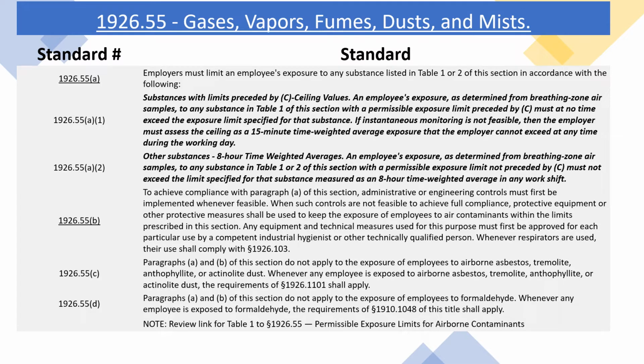1926.55(b) To achieve compliance with paragraph (a) of this section, administrative or engineering controls must first be implemented whenever feasible. When such controls are not feasible to achieve full compliance, protective equipment or other protective measures shall be used to keep the exposure of employees to air contaminants within the limits prescribed in this section. Any equipment and technical measures used for this purpose must first be approved for each particular use by a competent industrial hygienist or other technically qualified person. Whenever respirators are used, their use shall comply with Section 1926.103.